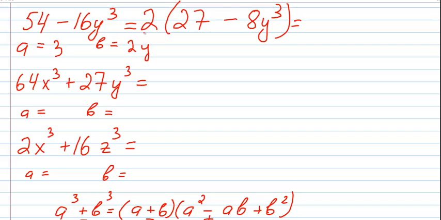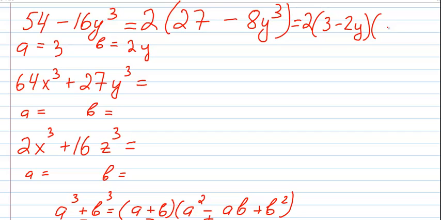But what about this common factor 2? Please don't drop it on your way. Carry on until the very end. This is part of your final answer. So we still keep 2. And we need to put, since this is the difference, a minus b, that becomes 3 minus 2y.